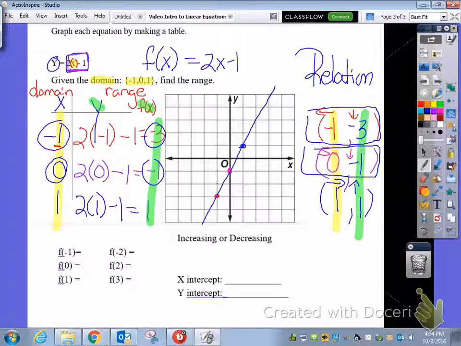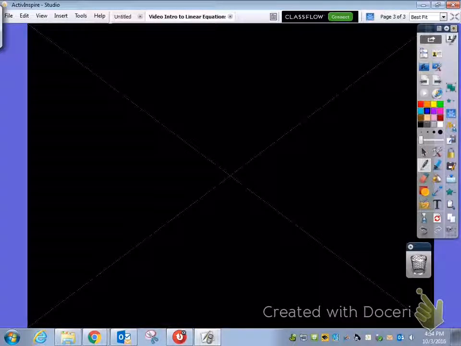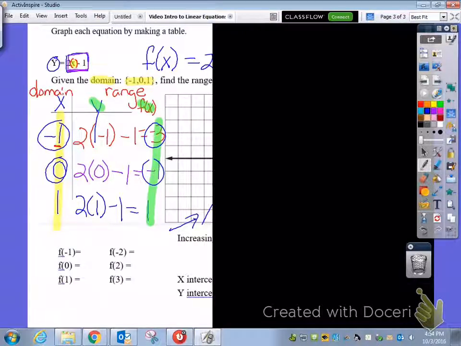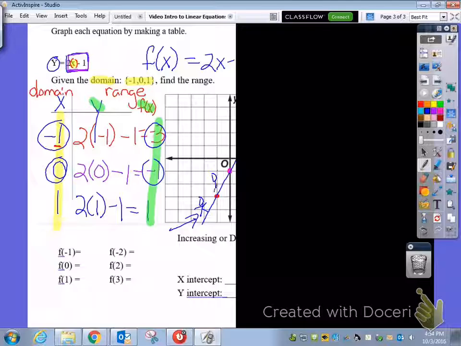Is it increasing or decreasing? So I can look at my table and look at my graph. I'm starting right here, so this is where my little man goes. And he is going uphill. So he's going uphill, it's increasing.